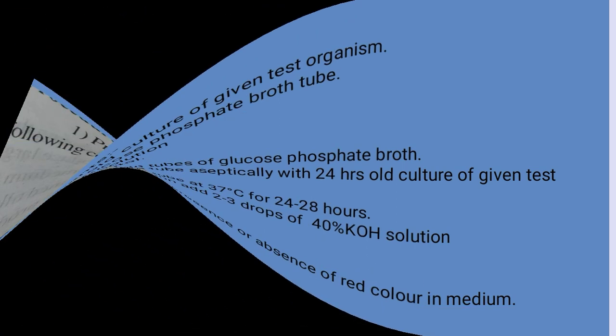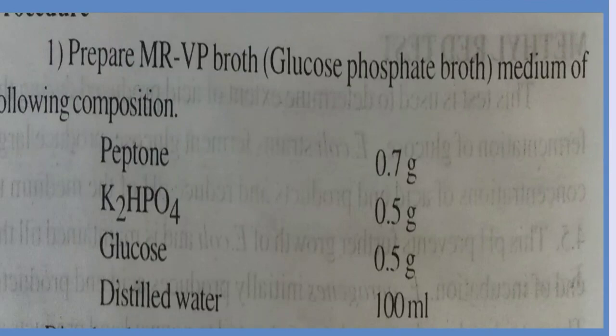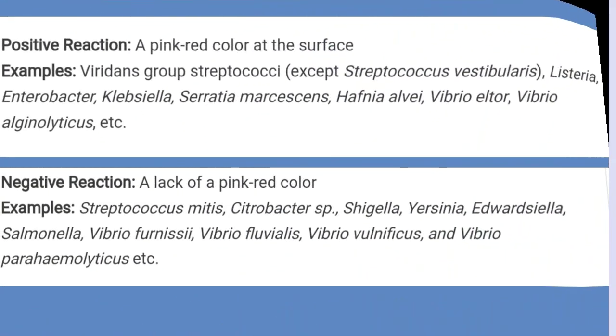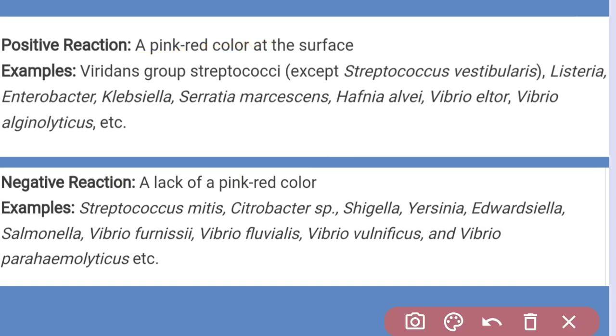Formation of a red color in the medium shows the test is positive, and this is the composition for the glucose phosphate broth. The Voges-Proskauer test is interpreted when we add 40% KOH and alpha naphthol to the medium tube. If the pink red color is formed, it is taken as the test is positive.